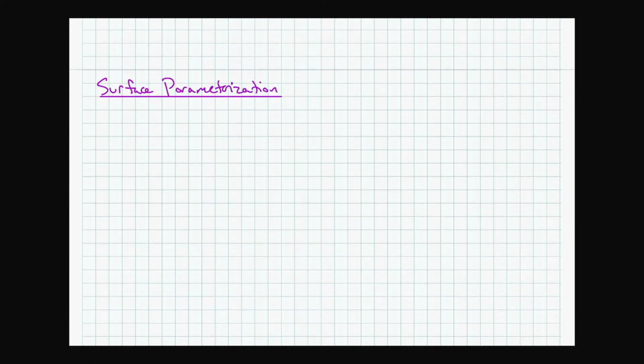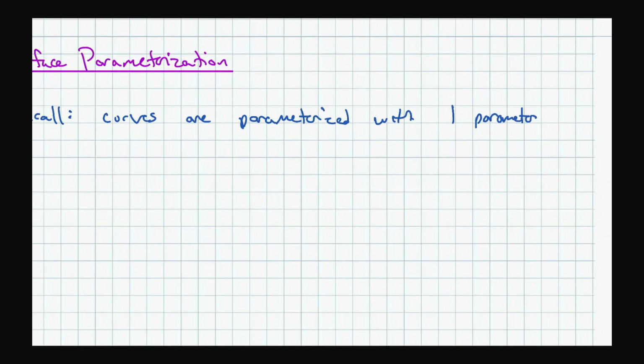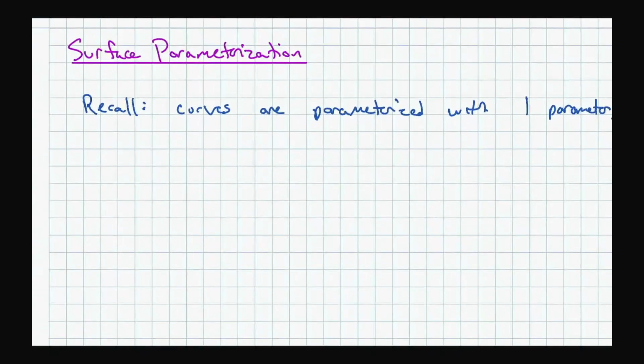So, surface parameterizations. You know that curves are parameterized with one parameter. So recall, curves have one parameter, usually t. We just talked about that. Okay. Surfaces are parameterized with two parameters because it's a two-dimensional object.